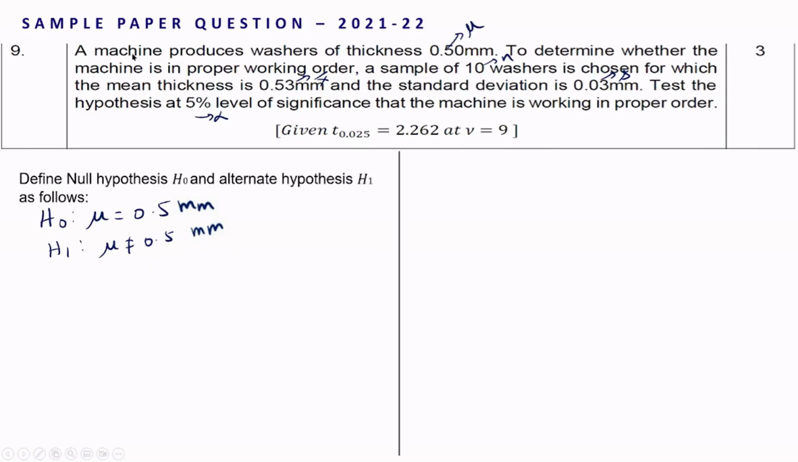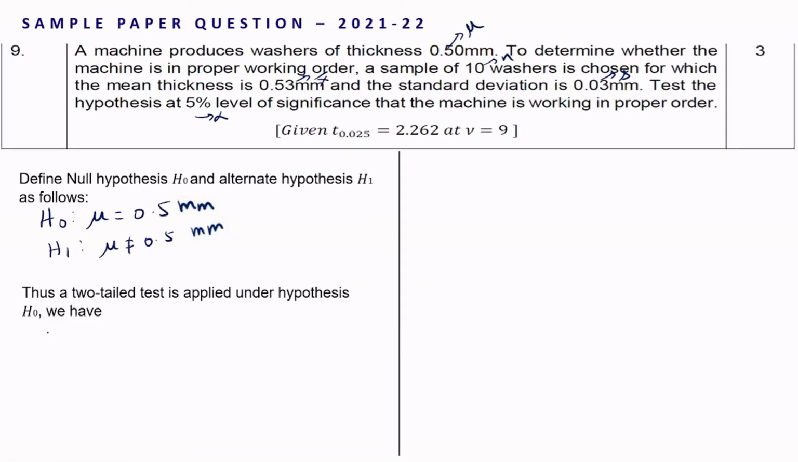So here the machine has to produce washers of thickness 0.5 millimeter. It should not be more than 0.5, and it should not be less than 0.5 either. The dimensions should be exact. Only then the machine is working in proper order. So we have H0 as mu equal to 0.5 and H1 as mu not equal to 0.5. So we have a two-tailed test. Thus, a two-tailed test is applied under H0.